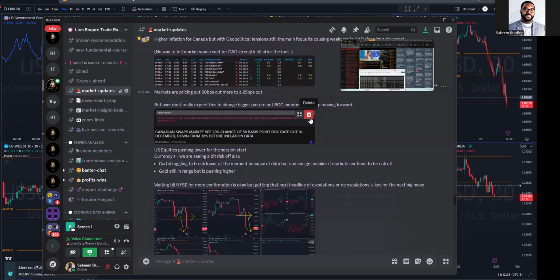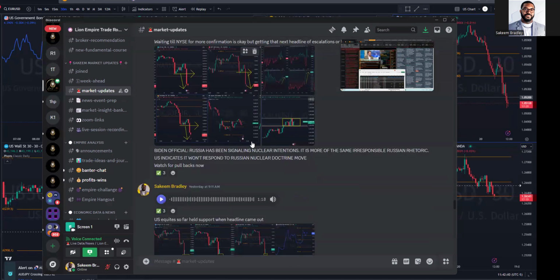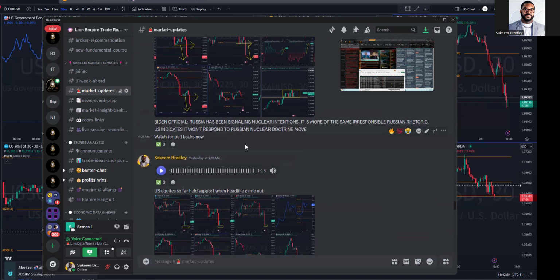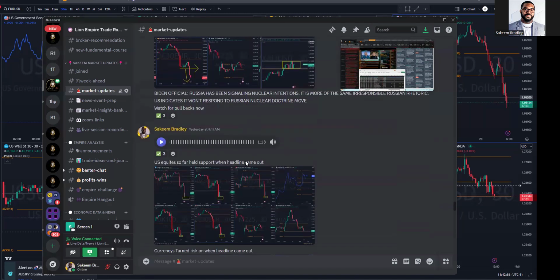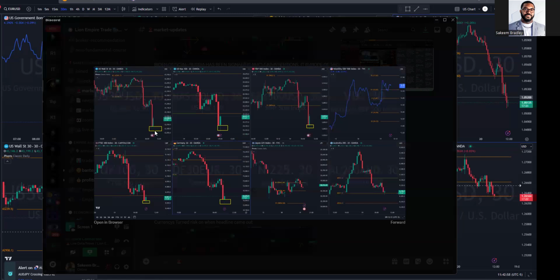this is where we had the opposite because we see that Russia has signaled nuclear intentions, but the US indicates it won't respond to Russia's nuclear doctrine moves, right? When we saw that headline, this is what happened because of the US not responding, showing the US not getting involved. This is where we saw the reversals happen, right?